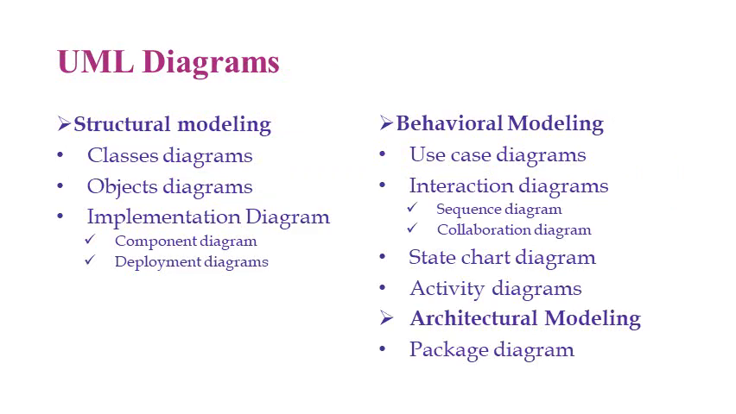Now let's see the UML diagrams that we have to categorize into three modeling types. So first modeling type, that is structural modeling. Under this we have three diagrams, that is class diagram, object diagram, and implementation diagram. So again implementation diagram, further we have two diagrams, that is component diagram and deployment diagram.